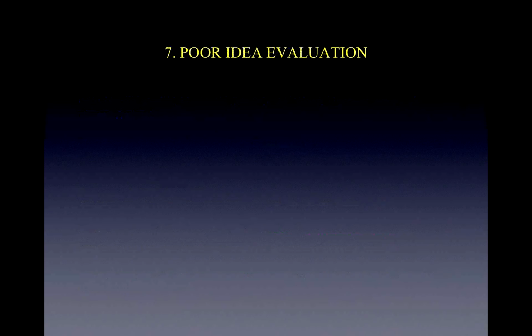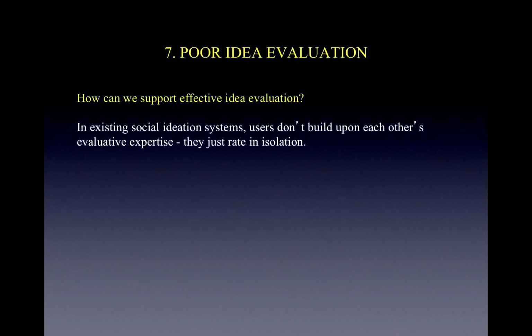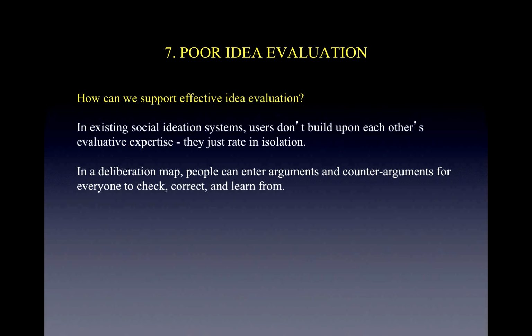A seventh pain point is poor idea evaluation. In existing social ideation systems, users don't build upon each other's evaluative expertise. They just rate each idea in isolation. In a deliberation map, people can enter arguments and counter-arguments for each idea for everyone to check, correct, and learn from, and therefore can inform making better evaluations of the ideas they support or counter.